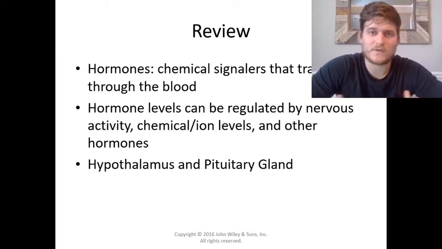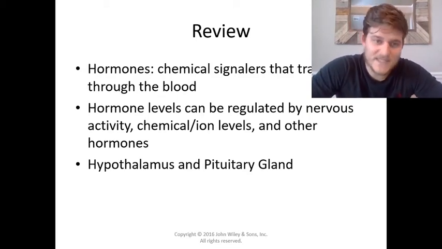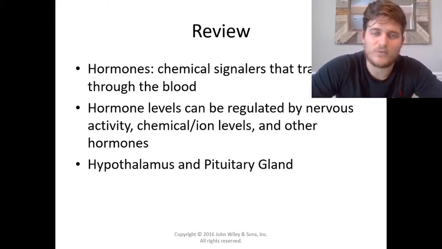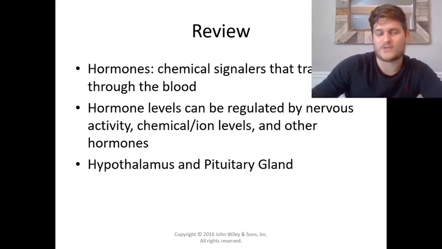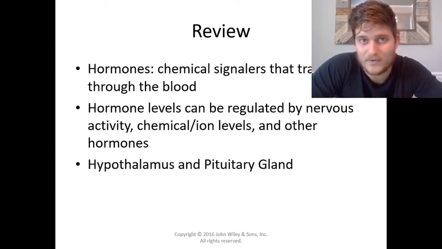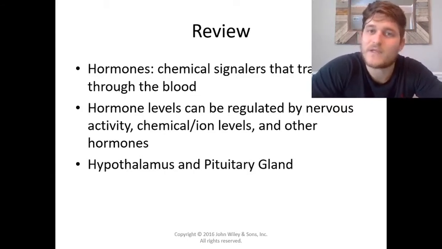And hormone levels are going to be dictated by nervous activity, certain mechanical stimuli, chemical levels or ions located within the blood. And then, of course, other hormones as well will regulate the secretion of hormones released by certain organs. And then we also discussed that part of the reason how these hormone levels are regulated is through the hypothalamus. That part of the brain is going to be the master regulator of the endocrine system and directly influences both the anterior and posterior pituitary gland.